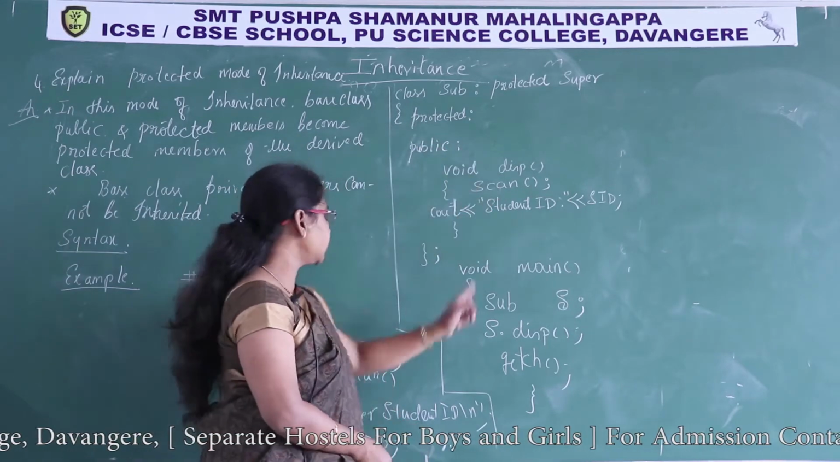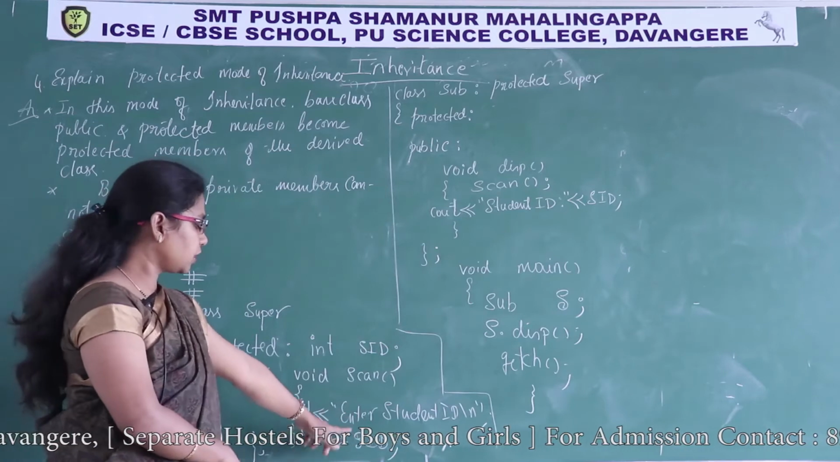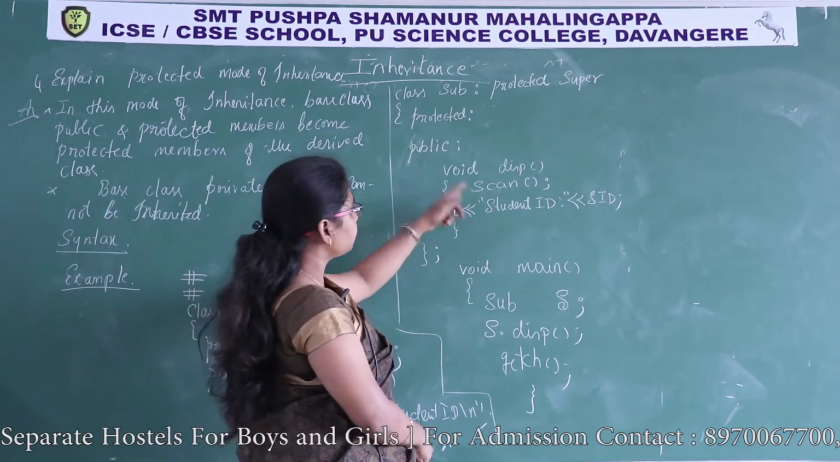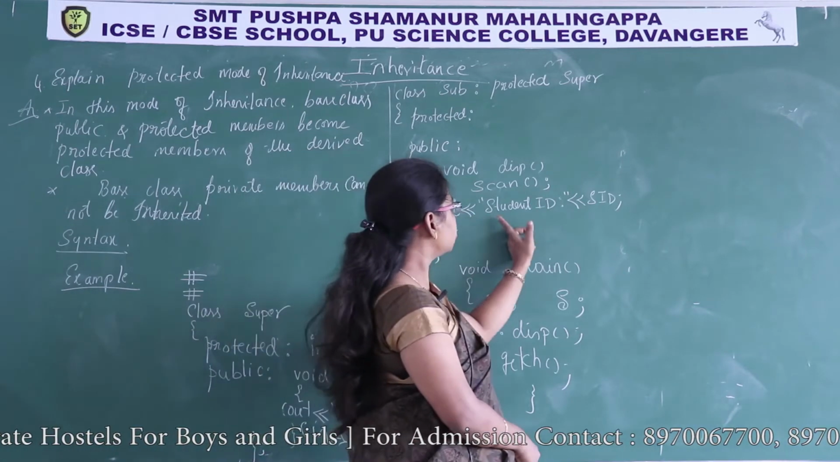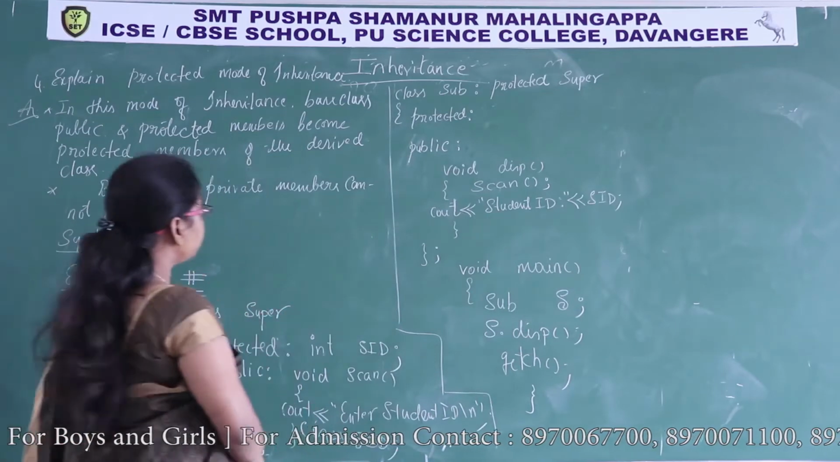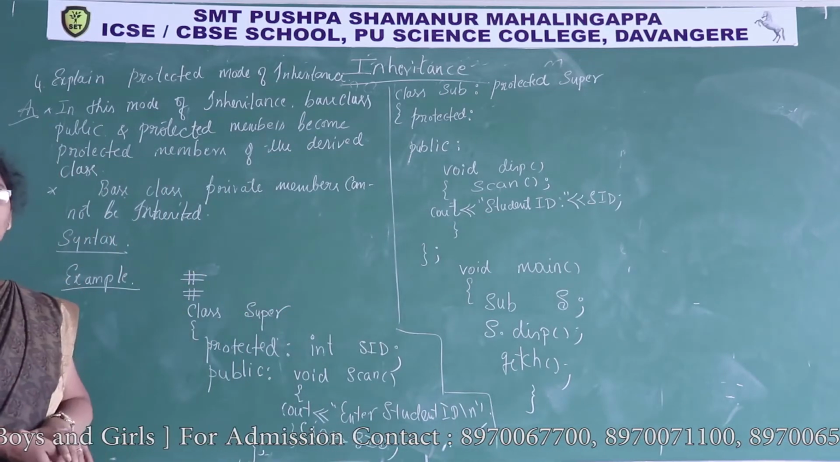So what is there in the scan function? These two statements are there, so these two statements will be executed. After that, the remaining statement, that is student ID, SID, will be displayed. So this simple example you can give for the protected mode of inheritance.